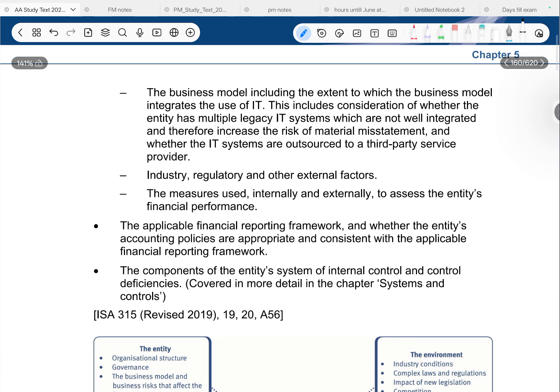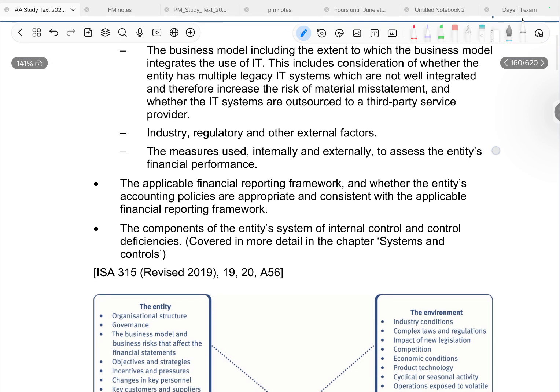The auditor must also understand the entity's business model. This includes how the business operates and the extent to which it relies on IT systems. For example, the entity may use multiple outdated or poorly managed IT systems. This increases the risk of material misstatements. Similarly, if IT systems are outsourced to third party providers, this can also increase the risk and must be considered carefully.